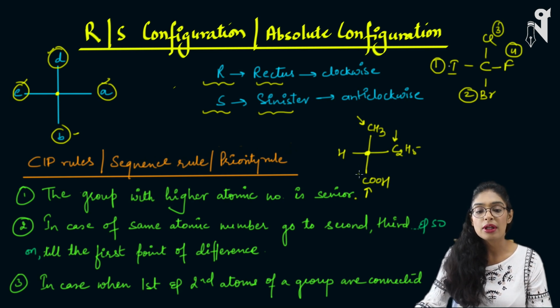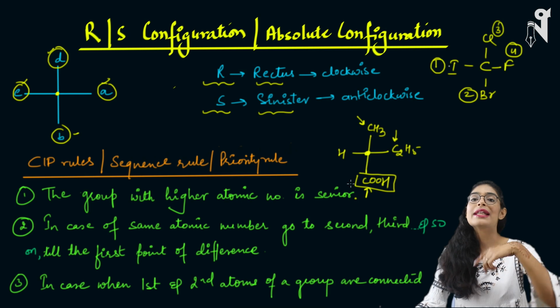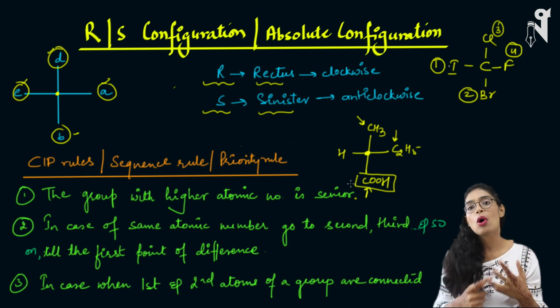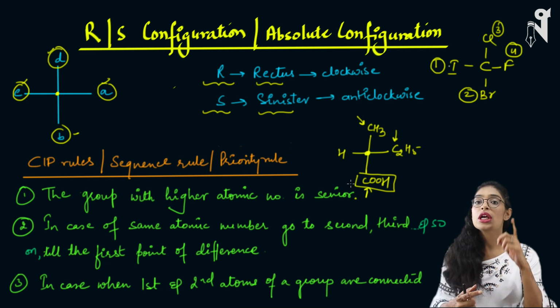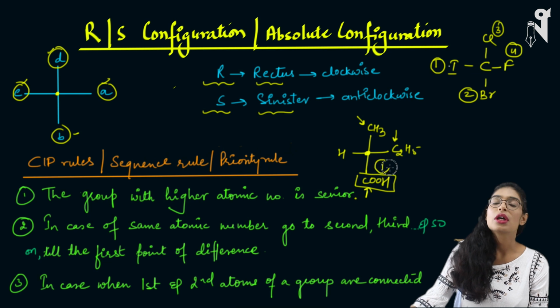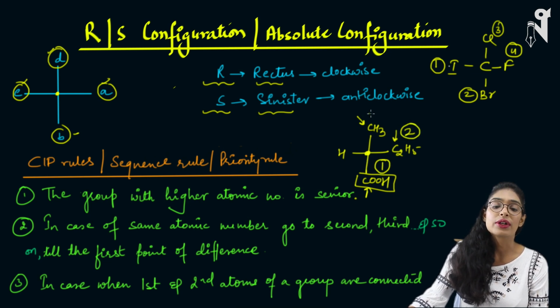This has a higher atomic number. COOH has the higher atomic number, because we are not checking the carbon over here. We are checking the next point of attachment, where the point of comparison is hydrogen, carbon and oxygen. Out of hydrogen, carbon and oxygen, oxygen has the higher priority. Hence this group will get the first priority, this group will get the second priority, and this group will get the third priority.